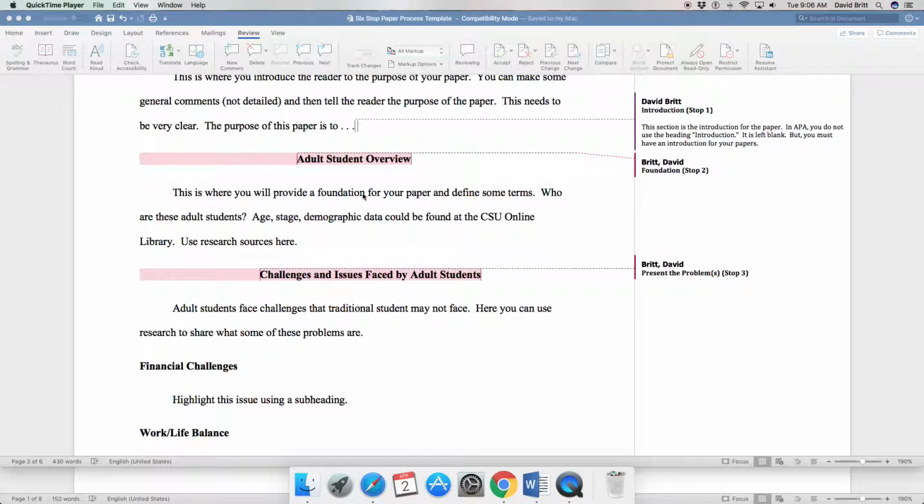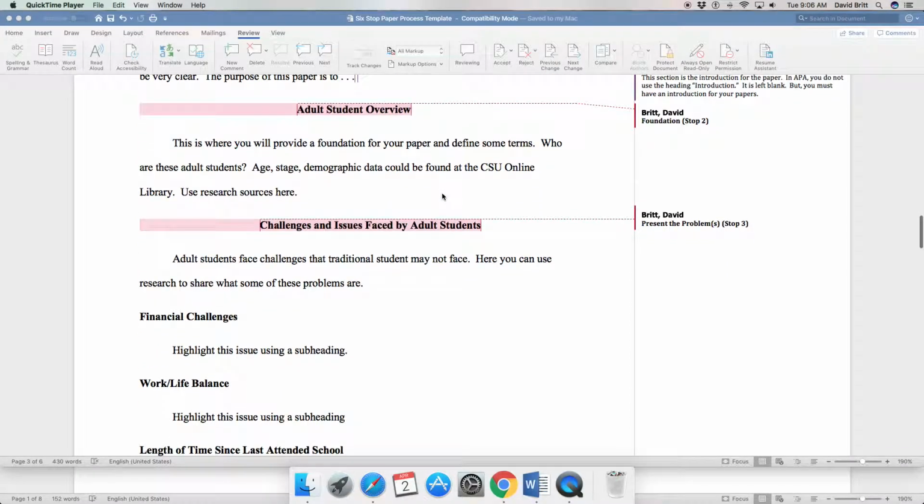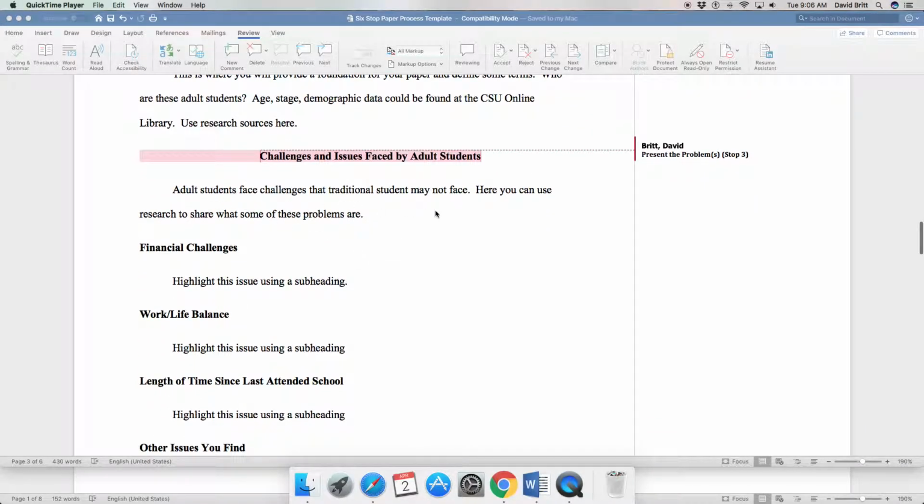Now, once you've established who these adult students are, then you can begin to talk about the challenges and issues and problems that they face. And so for stop three, remember, stop three is present the problem. Well, what problems are out there that are being faced by these adult students? The heading that I've chosen here would be challenges and issues faced by adult students. And then you make some general comments. Adult students face challenges that traditional students do not face.